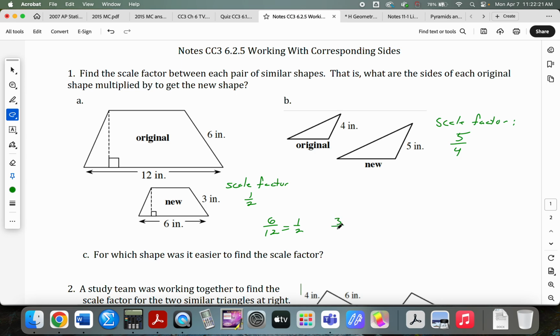Or 3/6 is 1/2. We can always do that to find the scale factor if we know that the two figures are similar. And then it's the same thing here. It's just 5 divided by 4. So if you take a new side divided by the corresponding original side, that will give you the scale factor every single time. Okay? So we already answered the question. It was easier to do it probably for A. It's just kind of obvious.